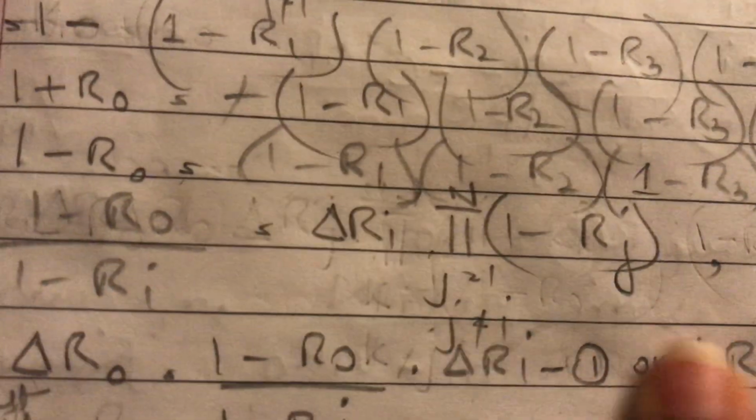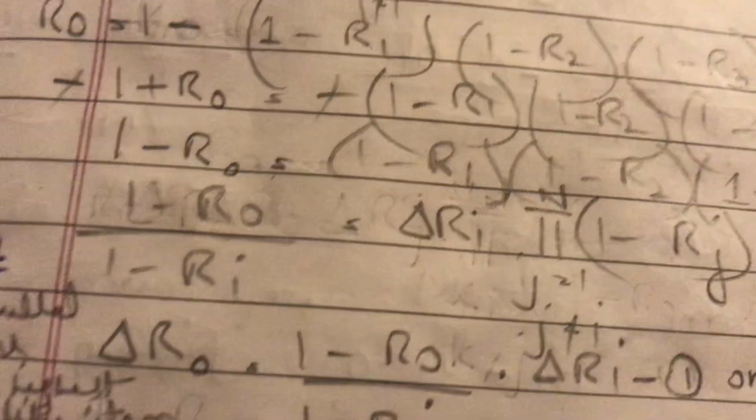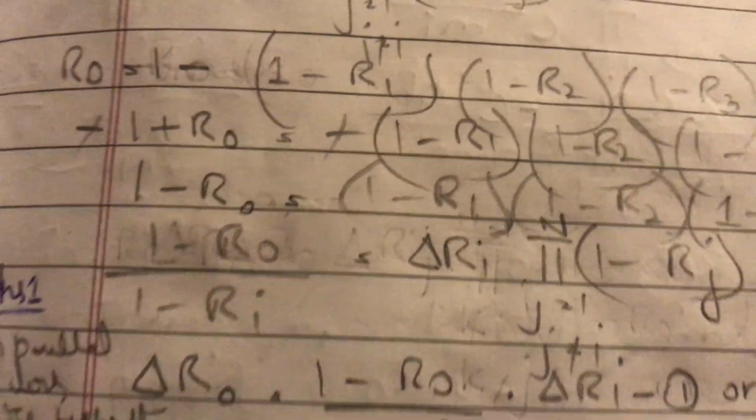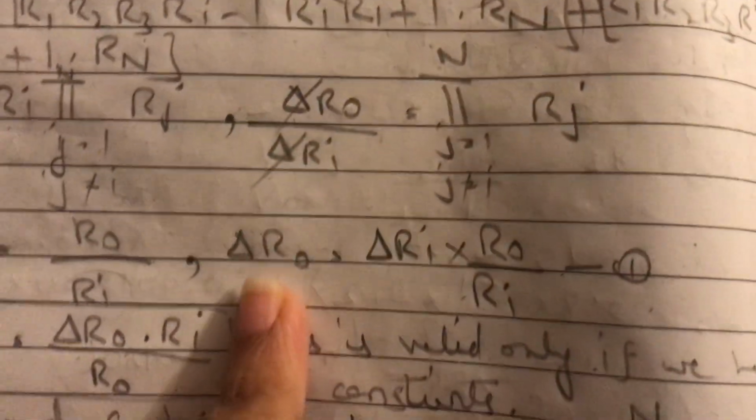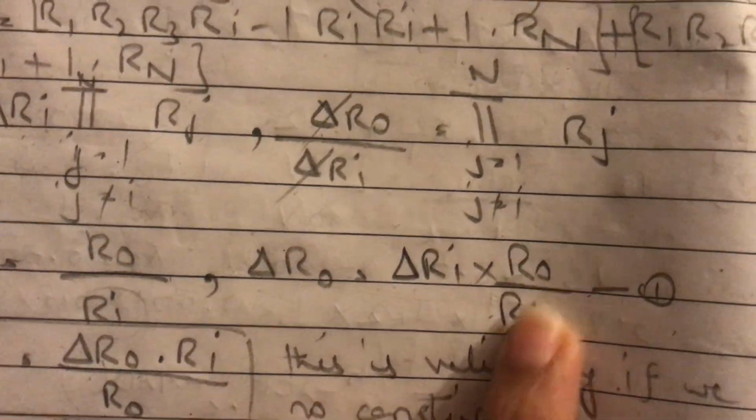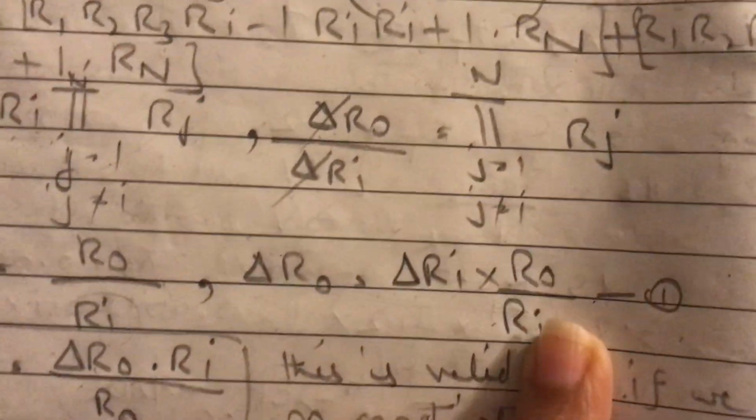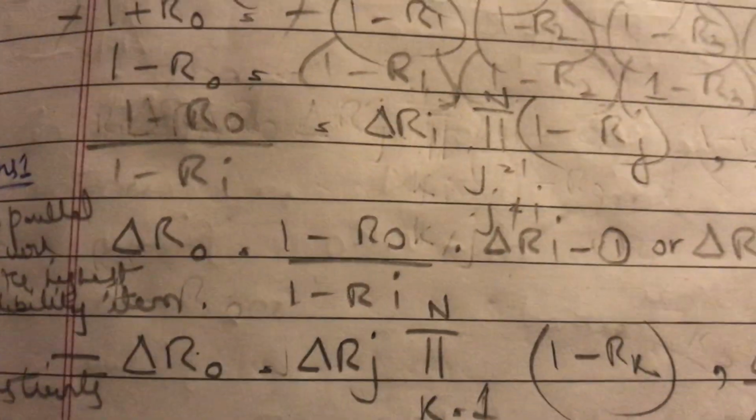They are all the product of j going from 1 to n. Okay, so everything is clear till now. So in the series we got something like this: delta R0 equals delta Ri times R0 over Ri. In series we got it like this, but in parallel it is a bit different.